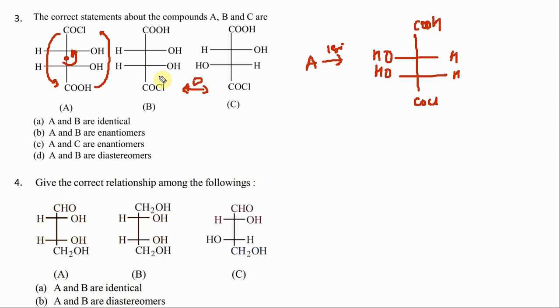Now look at A, B and C. Sorry, B and A, are they identical? No, they are enantiomers. So A and B are enantiomers, while A and C, and B and C, are diastereomers.